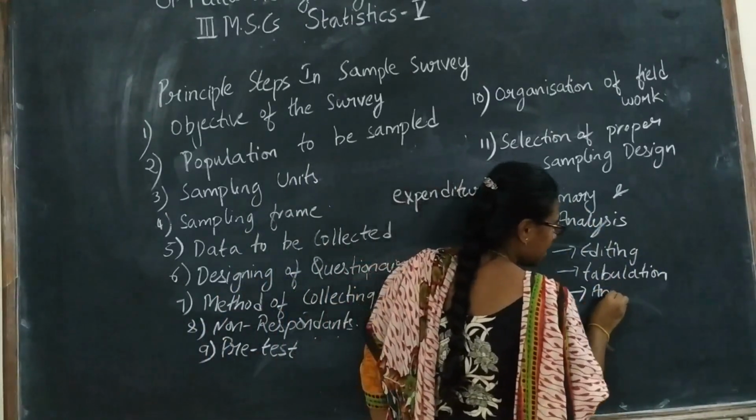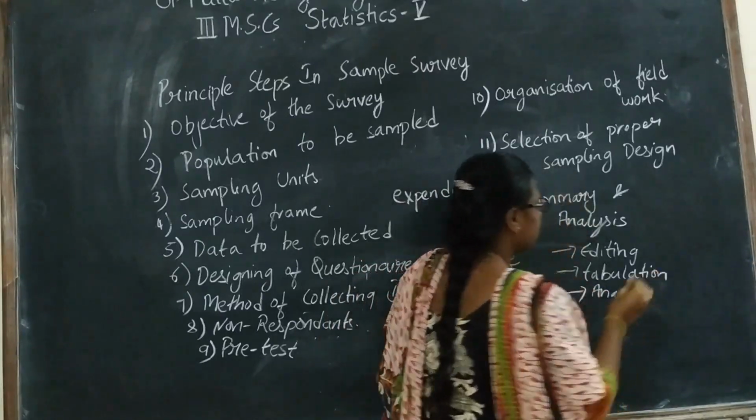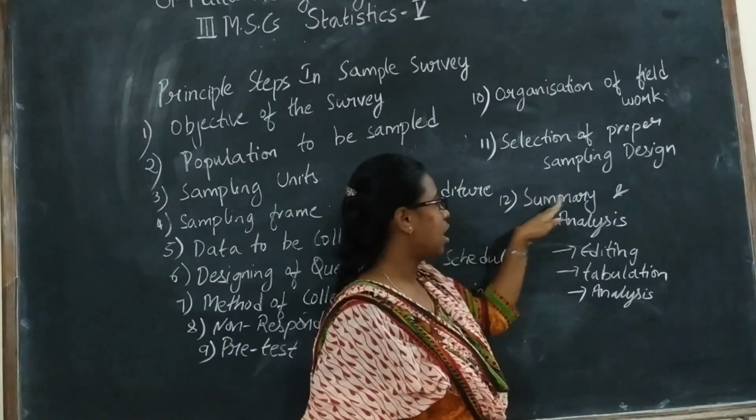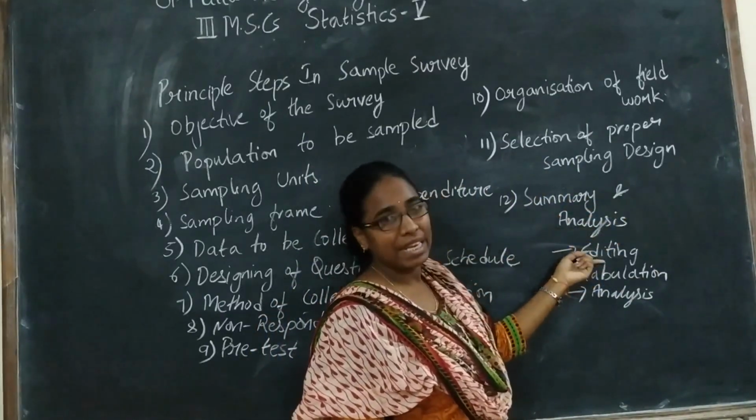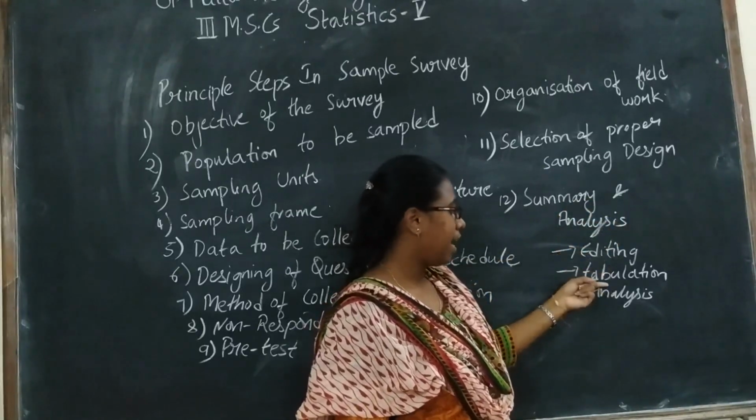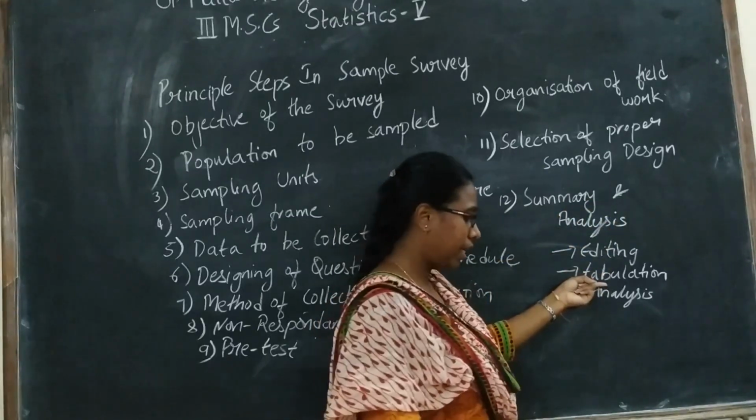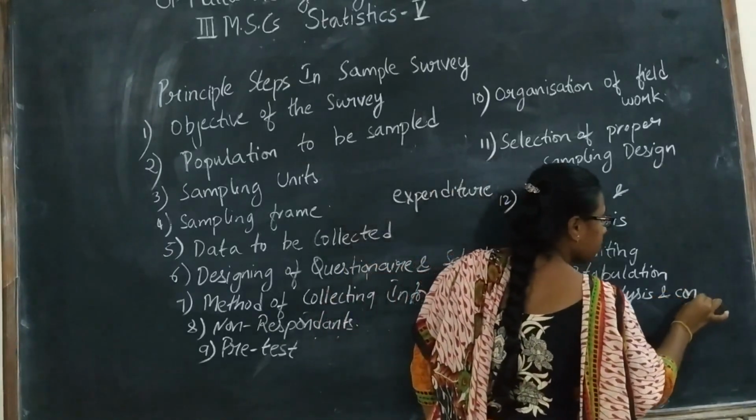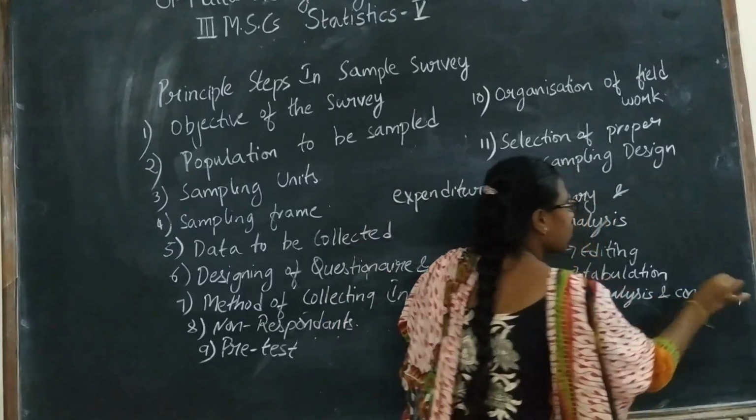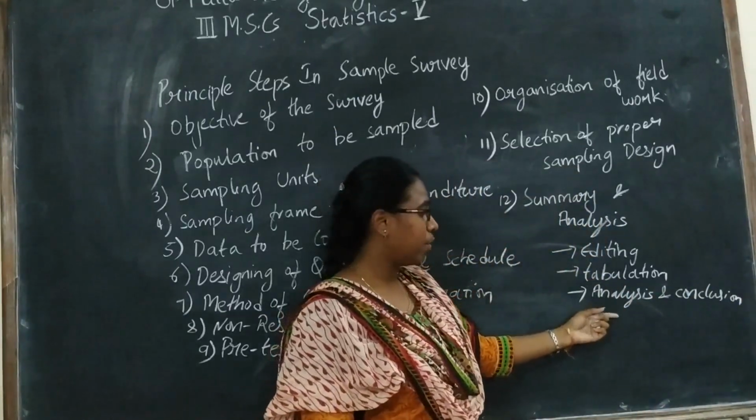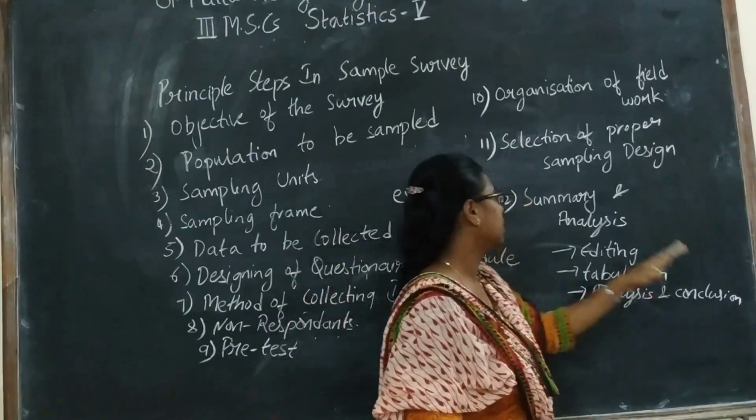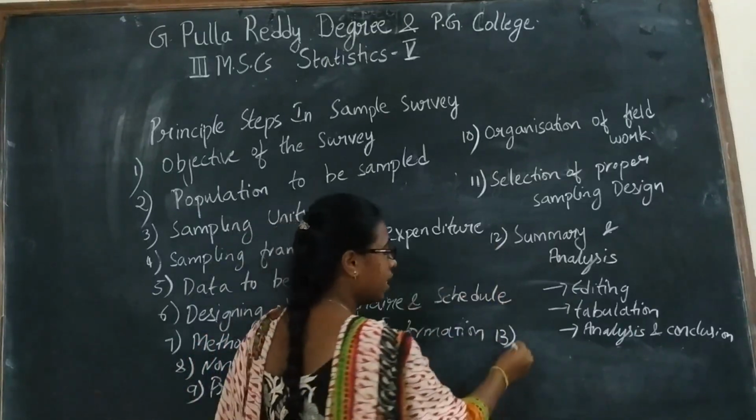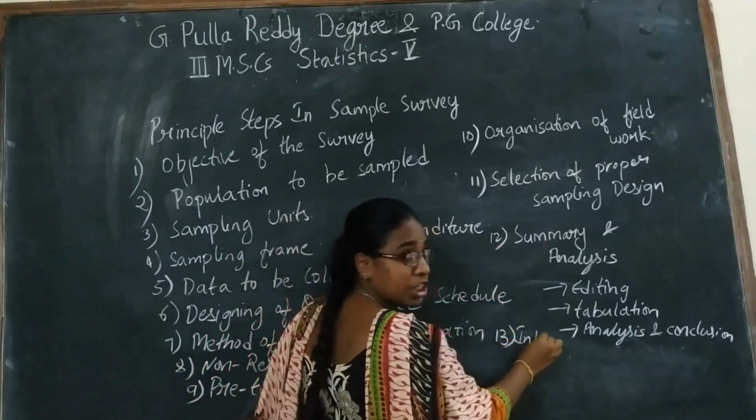Next, analysis. Editing, tabulation and analysis are done under this step, that is summary and analysis. If you have any editing, that will be done, and tabulation is used to represent our data. And next is analysis and conclusions. You will do the proper analysis of our data and provide the conclusions. And the last, the 13th one, is information gained for future surveys.